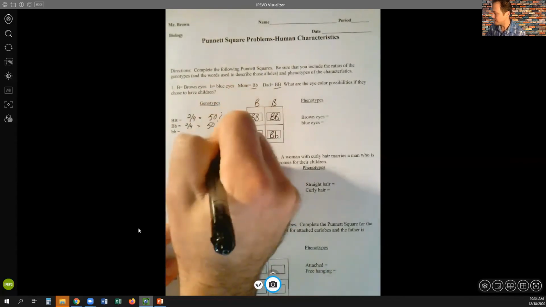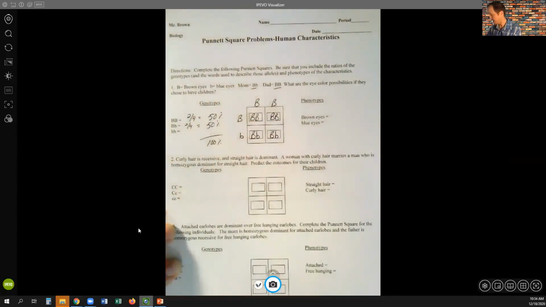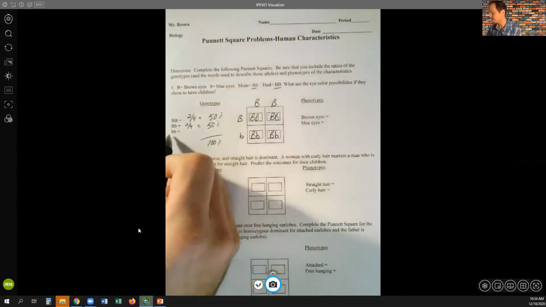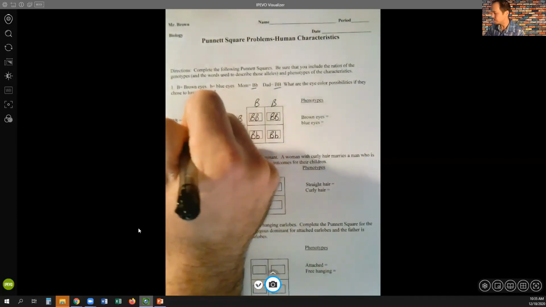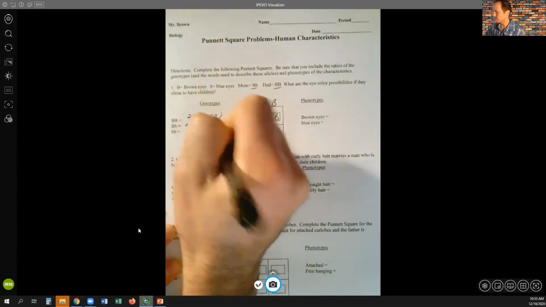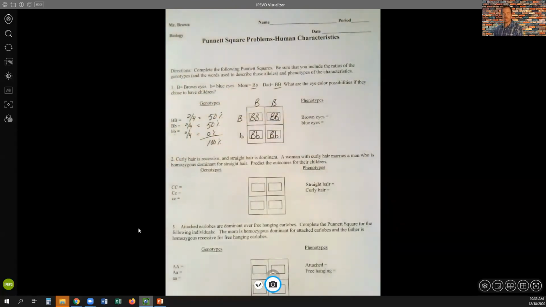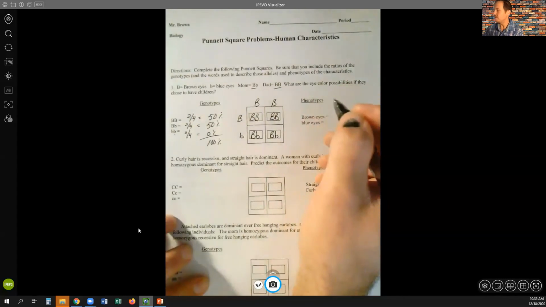Now this will always add up to 100%. And you can check that by looking, are there any that are homozygous recessive? There are not any offspring, so you can just say 0 out of 4, 0%. Okay, so now we've done genotype. Now we need to do our phenotype.